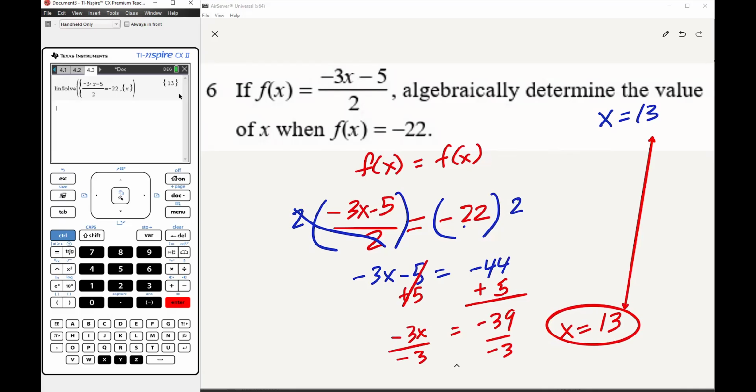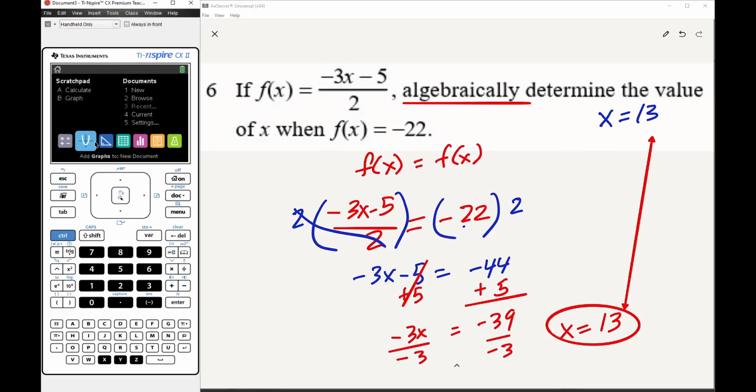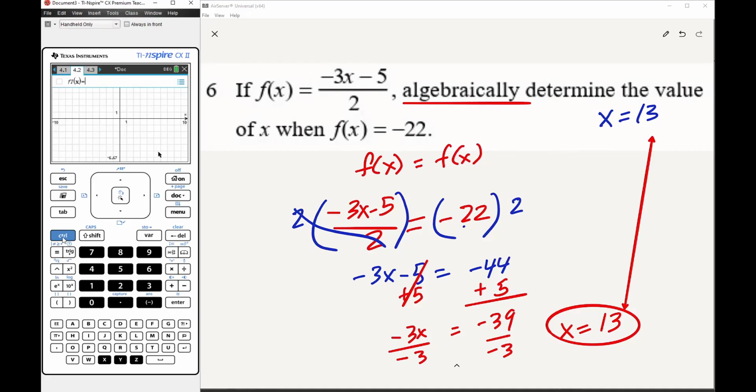And even though it says algebraically, you can always graph this and find the intersection. Let me show you real quick how we would do that. Okay, so I'm going to go to the graph. The function was negative 3x minus 5 over 2. That's going to be a linear function.